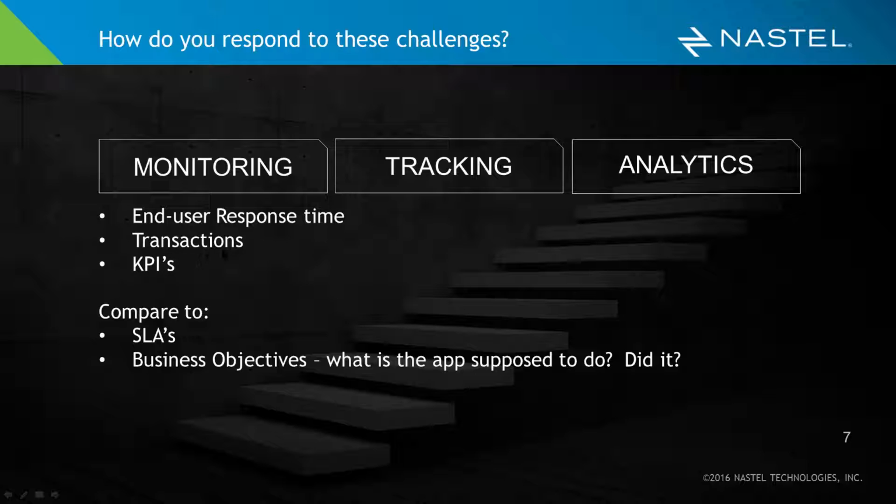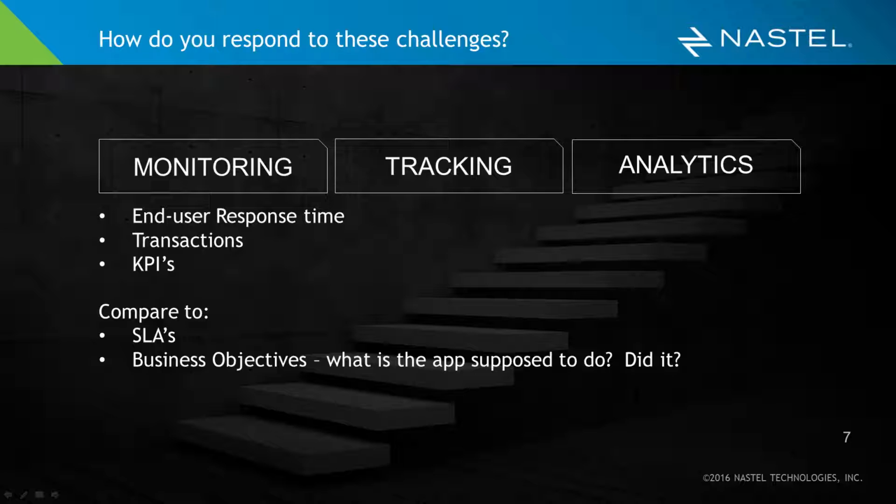So this is all good, but you can't stop there. Now you need to compare it to a couple of things. First off, you have your SLAs, service level agreements, and this lets you know mostly from an IT perspective whether you're meeting your goals. But from an application perspective, it's not enough. You need to understand the business objectives. What is the app supposed to do? And did it do that?